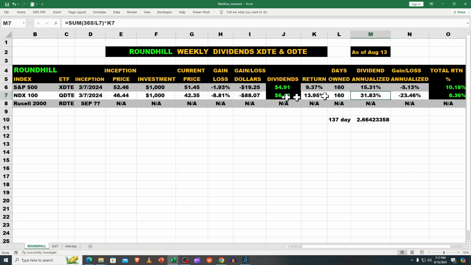So what it says is if you keep making dividends like this, your annualized dividend is going to be 31%. But if you keep losing, in 4 or 5 months, 8.81% on your NAV loss, then you're going to have an annualized loss of 23. That's how that number is calculated. Okay. So that's why I like total return, guys.